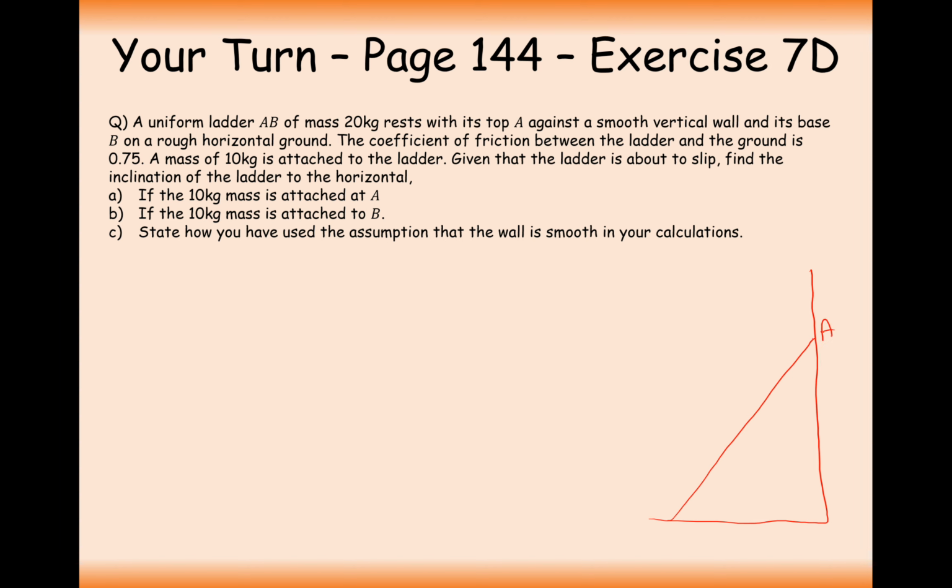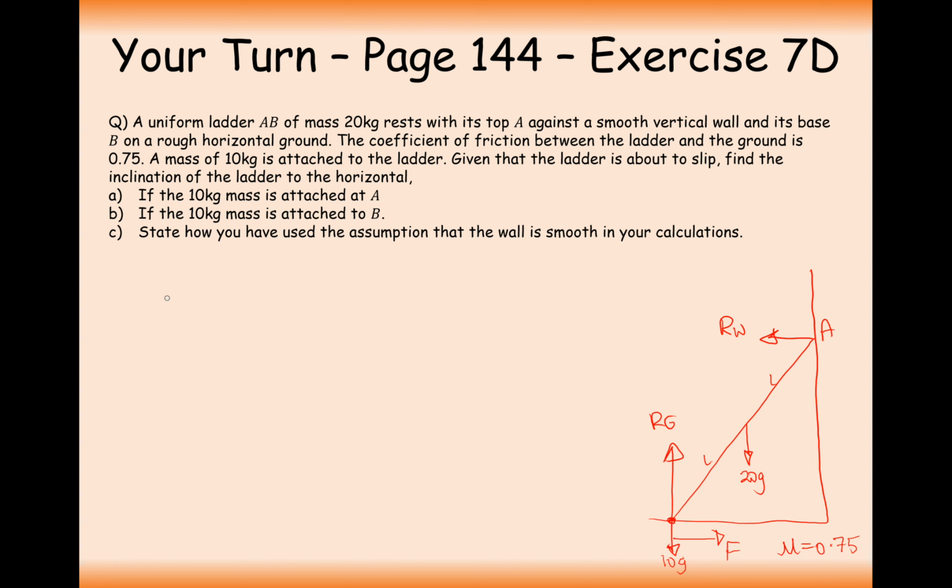We've got point A at the top here with a reaction of the wall here. We've got a reaction on the ground here. We've got the frictional force acting this way here. Mu has not changed, it's still 0.75. We've got that 20g force acting downwards there of length L and L. We've also got that 10g force now in a different position, not at the top of the wall, at the bottom of the wall down here.